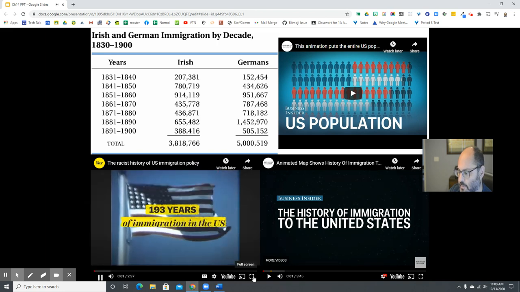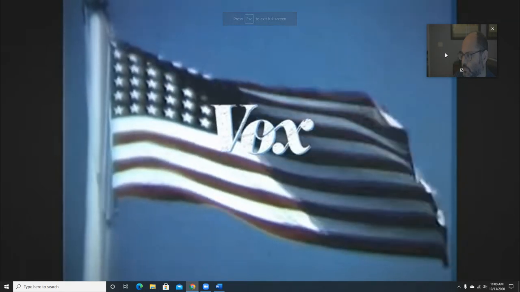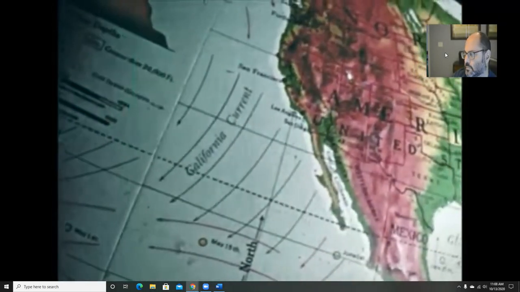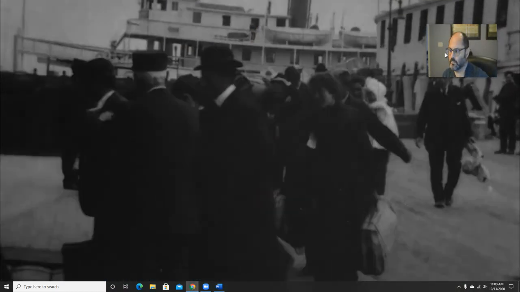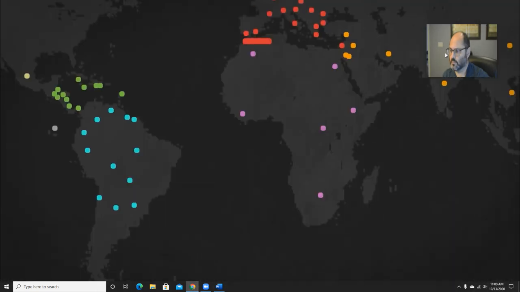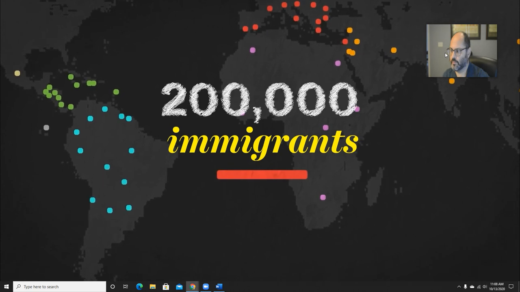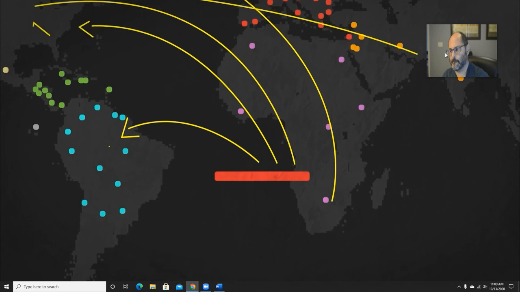So the issue of who to let into this country and who not to let into this country is about as old as the country itself. It's an issue that America has debated since the early 19th century, and we've admitted people from nearly every single country since, but it hasn't really been an even admission process. So this line represents 200,000 legal immigrants to the U.S., and we're going to stack them up to see when they came to the U.S. and where they came from.